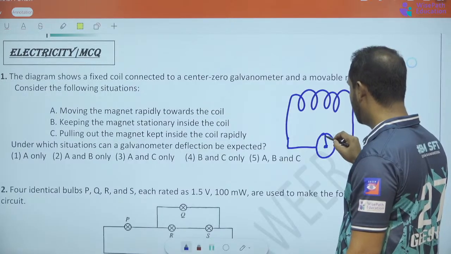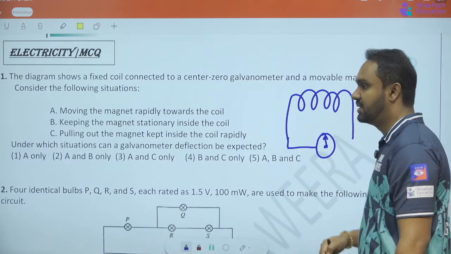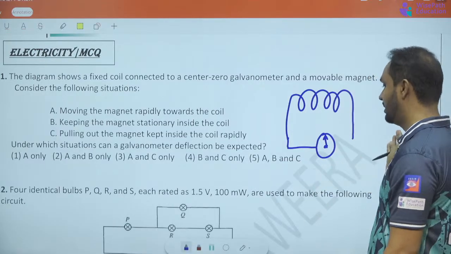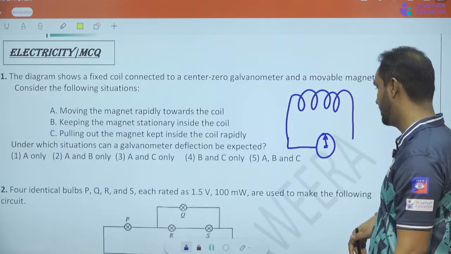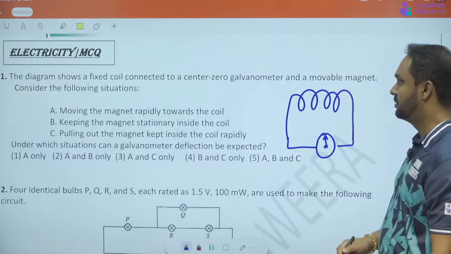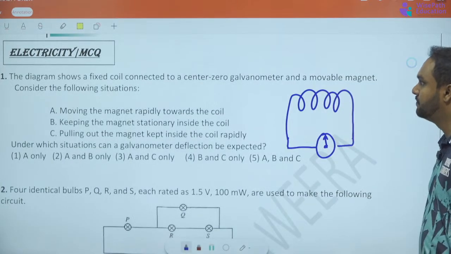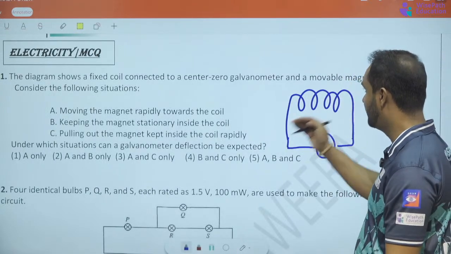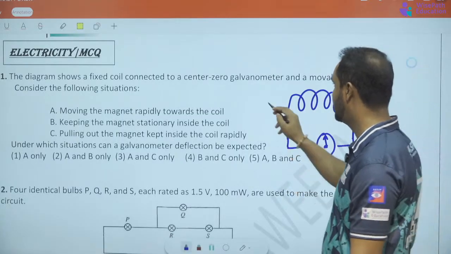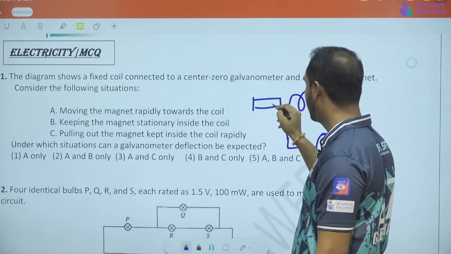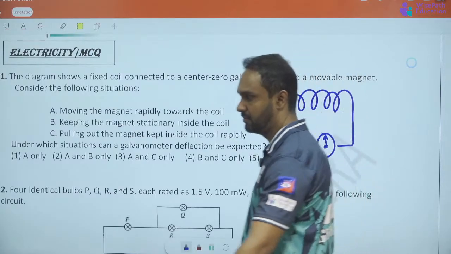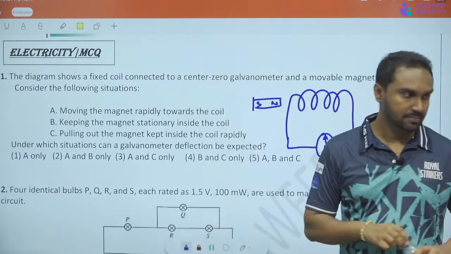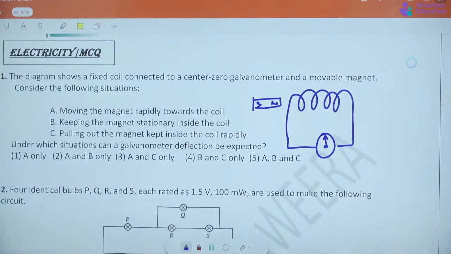A center zero galvanometer is something that can move to both sides. It can go here, it can go here. It can go counterclockwise and clockwise both, right? So this is the coil. Then they have a movable magnet and they're trying to move it towards and outwards. So this is the magnet, let's say. This is the north pole, this is the south pole, right? There's a north pole and then there's a south pole.